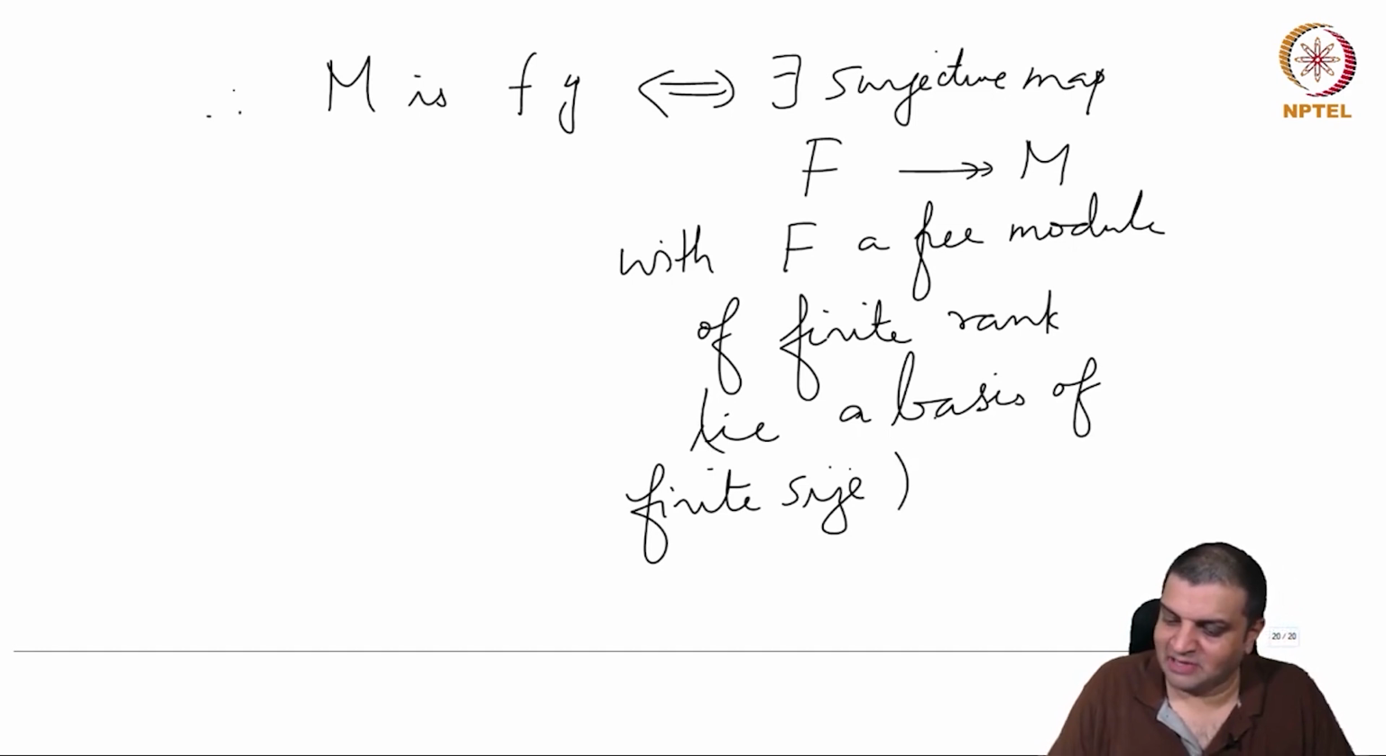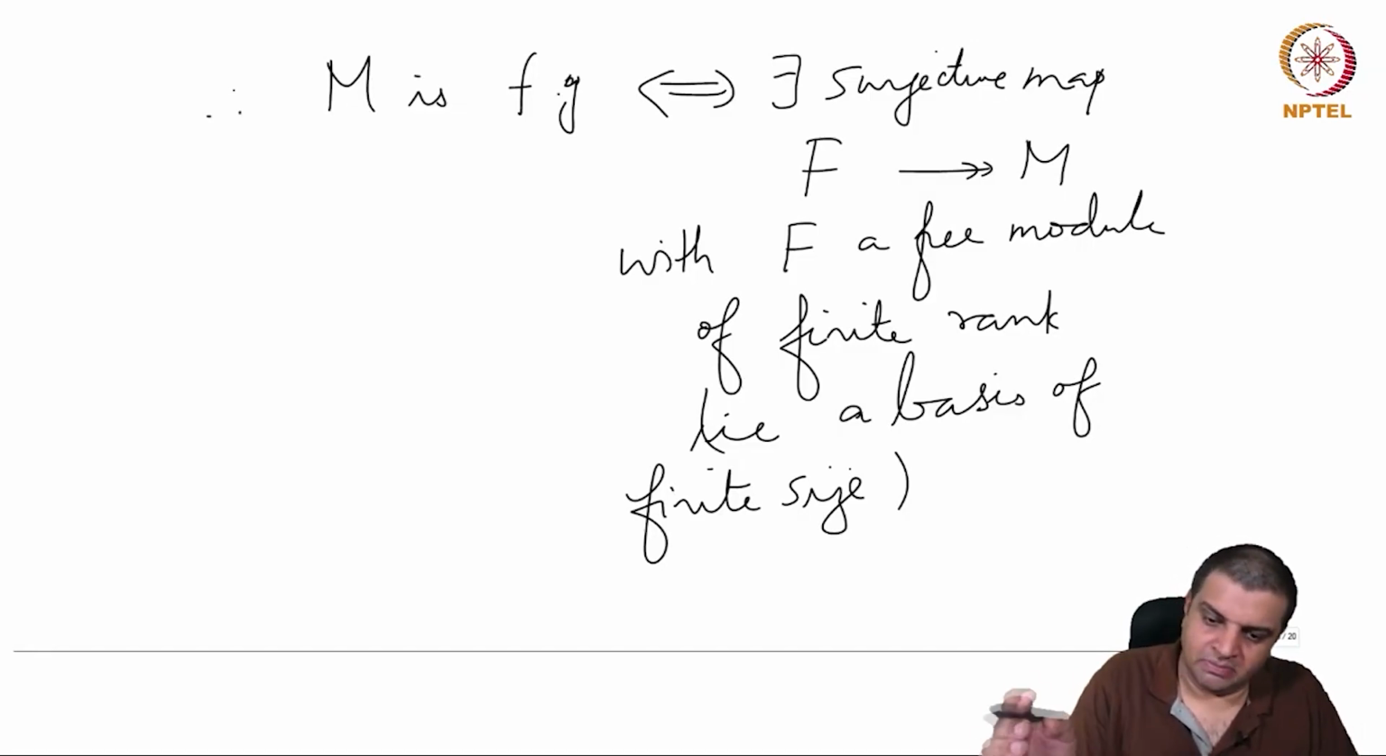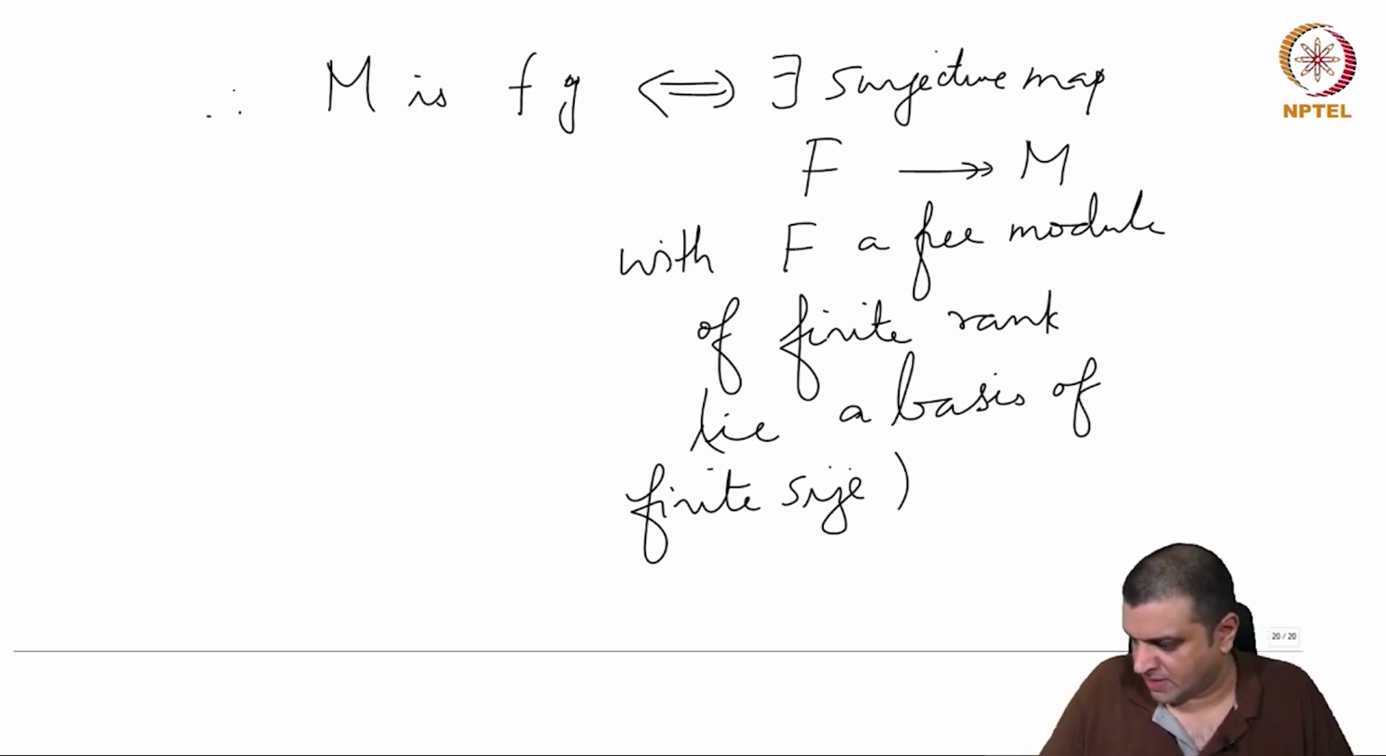Rank is the cardinality of the basis. If you have a basis of finite size, then it's called a free module of finite rank, or a finitely generated free module. And M is finitely generated precisely when there is such a map.